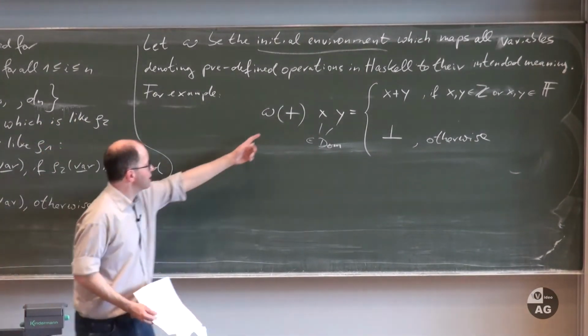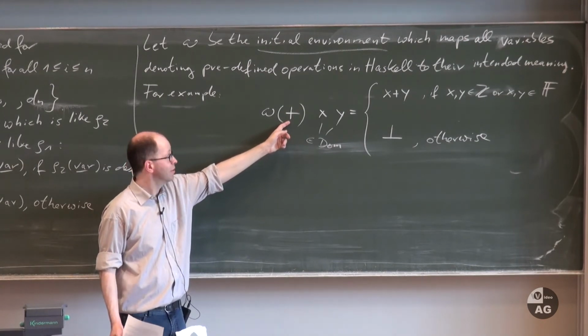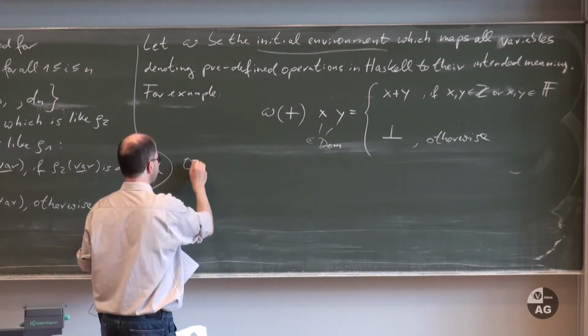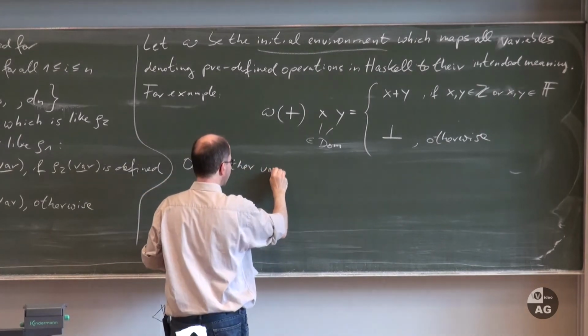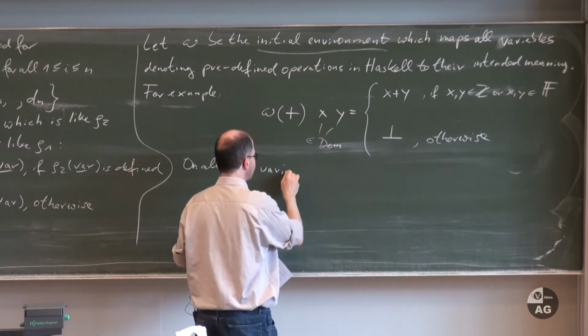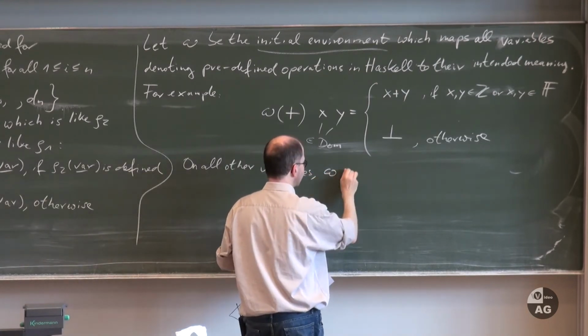And on all variables that are not predefined in Haskell, so for example something like x, this initial environment is undefined. So on all other variables that do not denote predefined operations in Haskell, this initial environment is undefined.